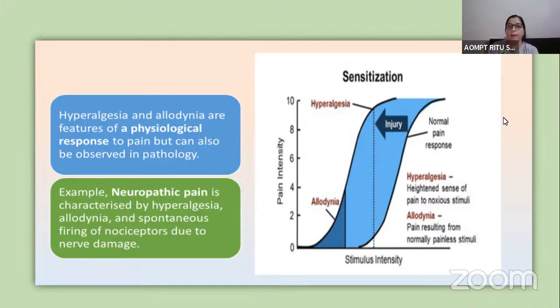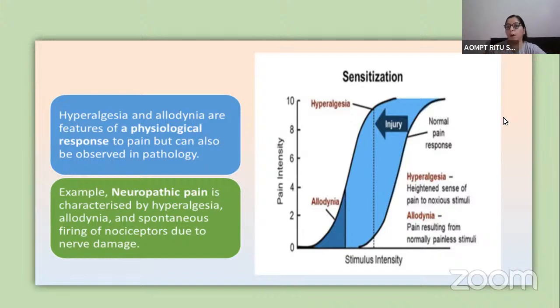If there is nerve damage, the patient has neuropathic pain. So the same thing, these symptoms can show up during your evaluation, like hyperalgesia and allodynia, because they have spontaneous firing of nociceptors, the nerve endings. Because of that, they feel hyperalgesia and allodynia. These are features of the physiological response also.